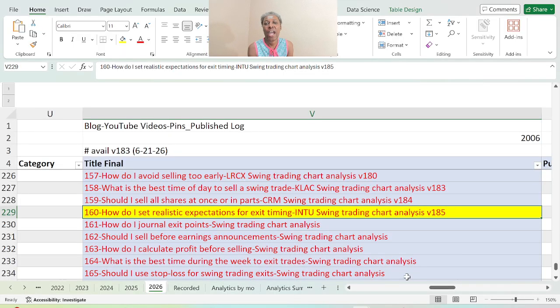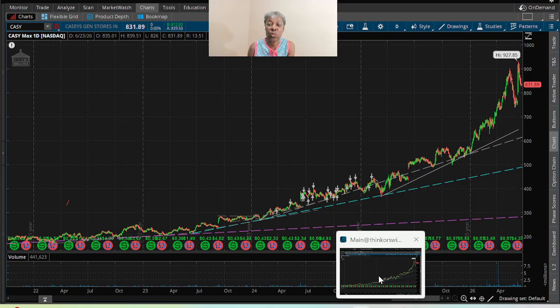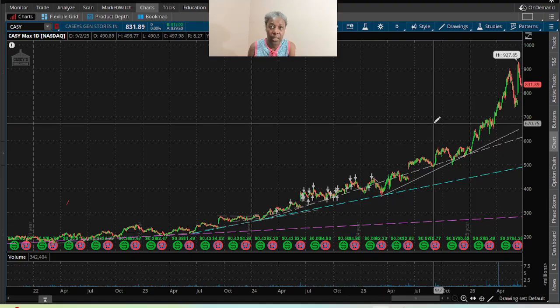Hello, how do I set realistic expectation for exit timing? Well, by default, I like to use all-time highest price as my exit point. And when the price exceeds the previous all-time highest price, I will reassess the stock again, analyze it again to see if I want to stay in the trade longer or get out.